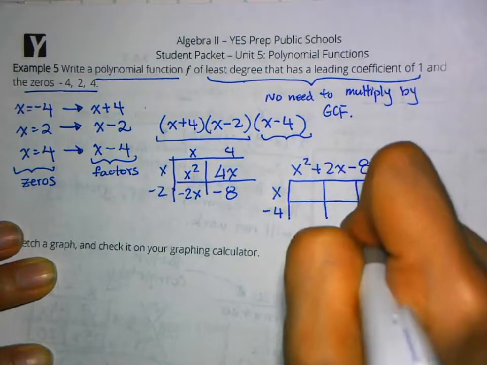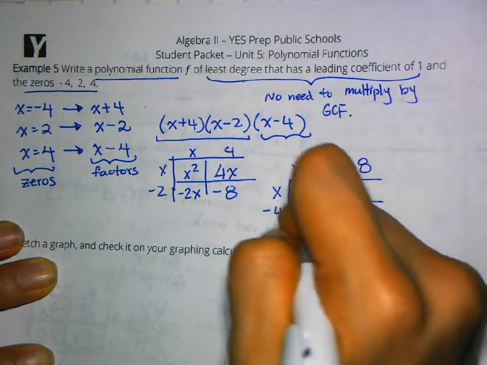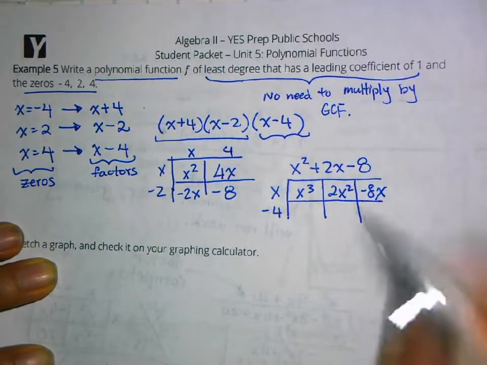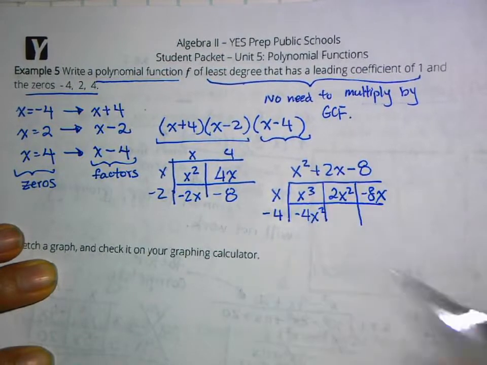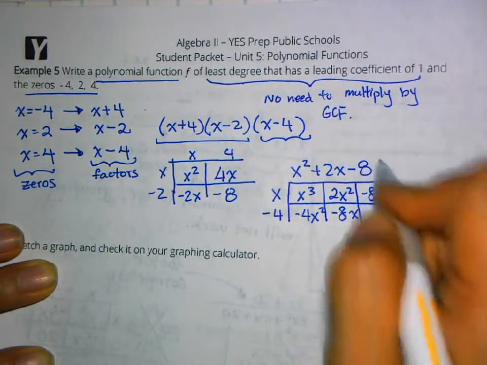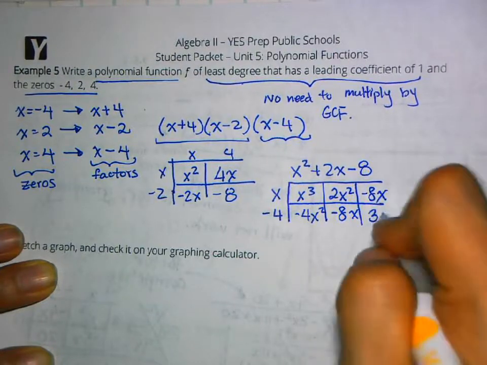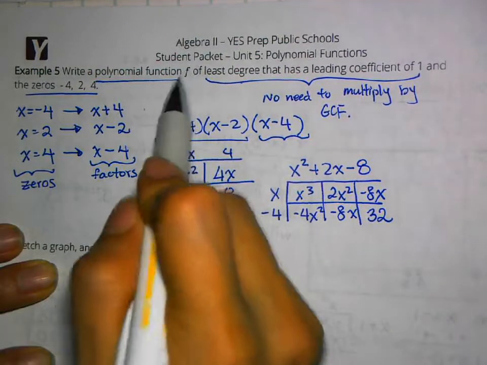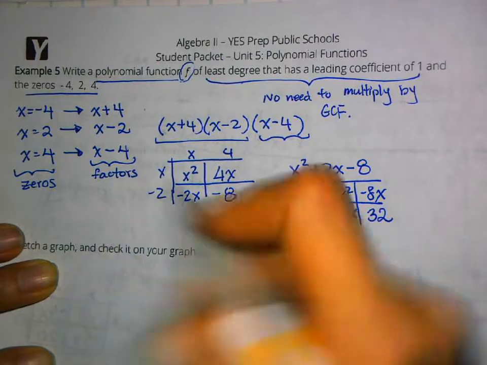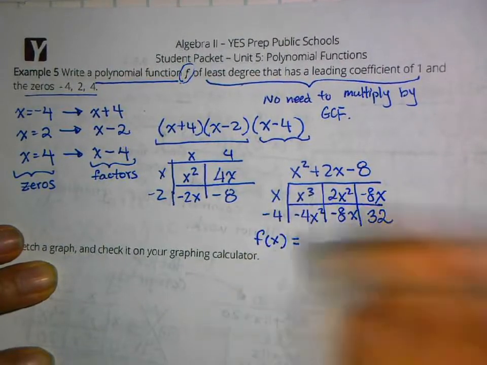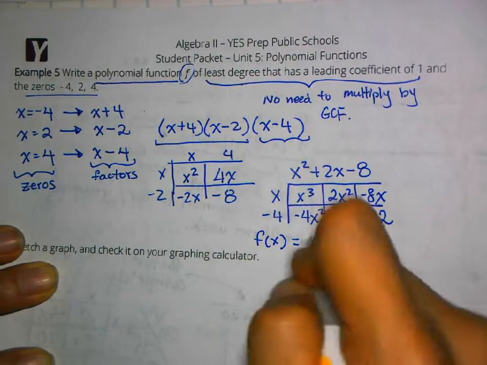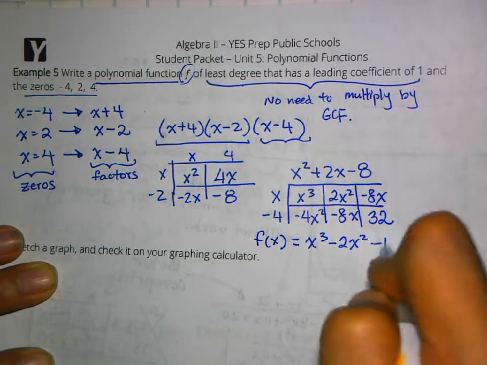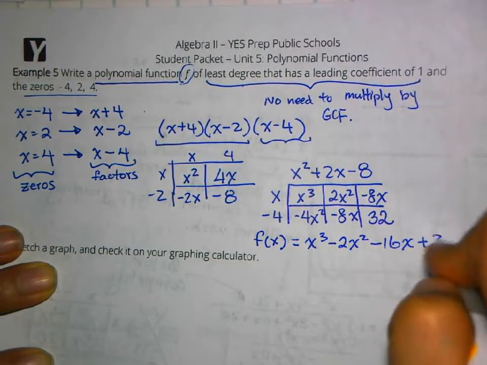So now I get an array, a 3 by 2 array. So that's going to give me x cubed, 2x squared, minus 8x, negative 4x squared, negative 8x, positive 32. So my final function, and notice how it says function f, means that I need to write it as f of x equals, combine like terms, x cubed minus 2x squared minus 16x plus 32.